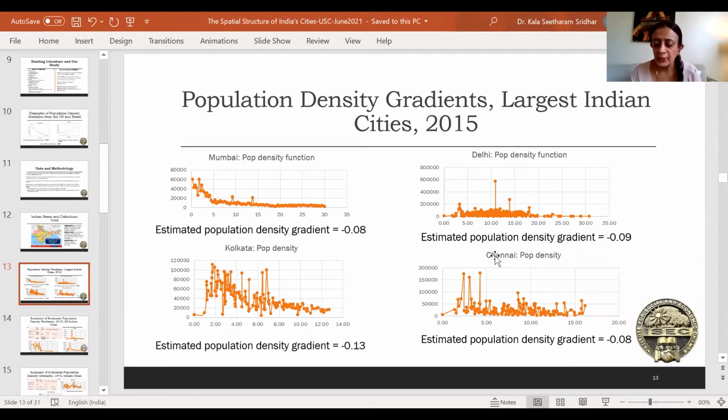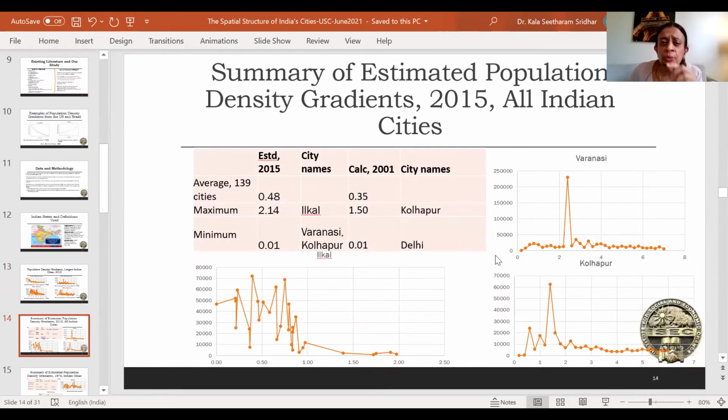So what we do next is, I'm not going to go to individual cities, but I'll try to summarize the distribution in terms of just the average, maximum, and minimum for each of these estimated population density gradients for 2015 for all Indian cities. And this is the average for 139 cities. And this is the absolute value of the density gradient. I will talk about this later, but very few cities had positive exponential density functions. Most of them were negative, and the absolute value was 0.48.